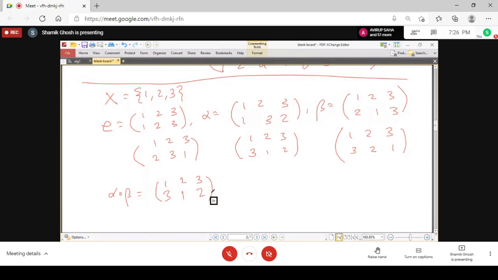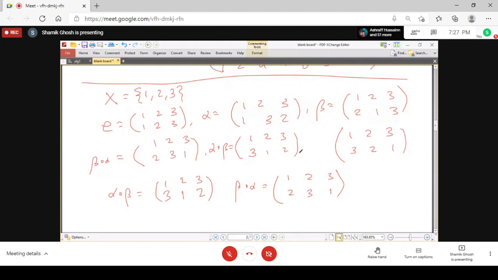So it is 2. So you see that this is basically alpha beta. But if you compose beta alpha, you see that it is alpha first and then beta. Then you see that 1 to 1, 1 to 2. So 1 to 3, it is 2. And 2 to 3, then 3 to 3, so it is 3. And finally 3 to 2, 2 to 1, which is 1. So this is beta alpha, and you can easily see that these two are not equal.